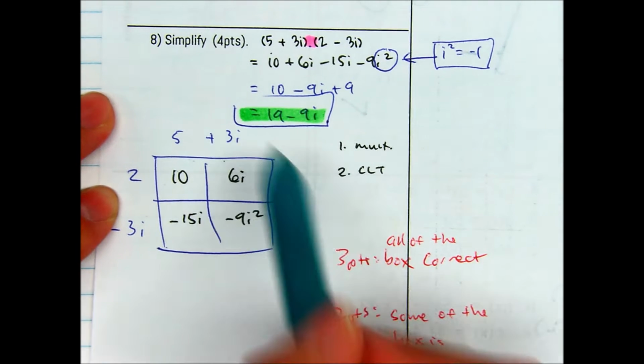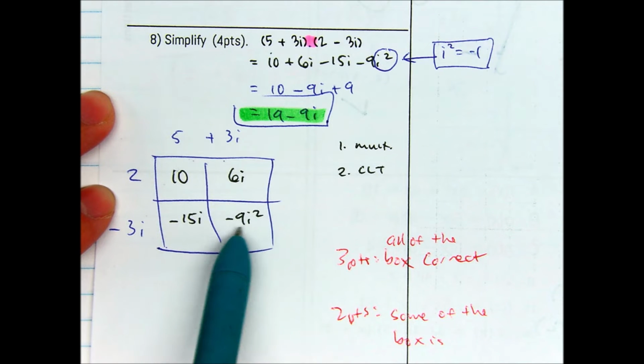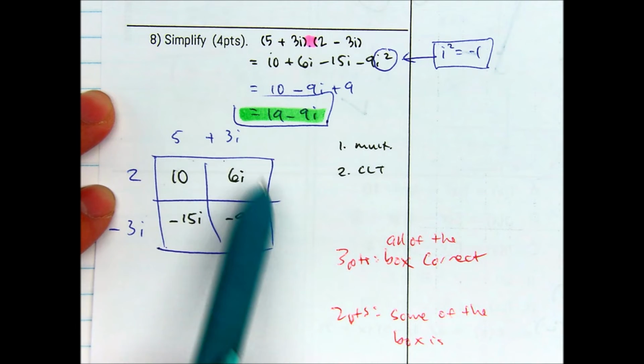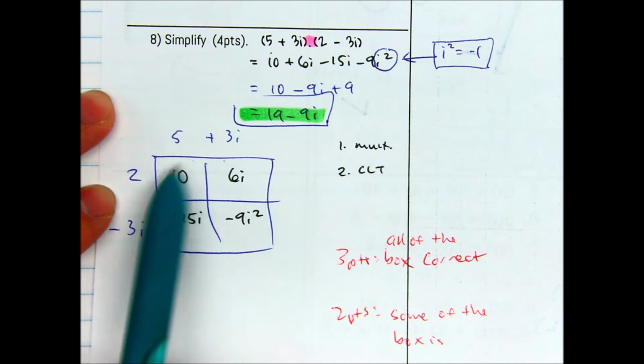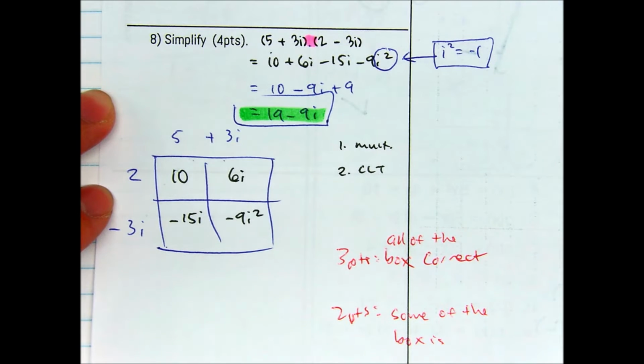If you did the box and maybe you made a mistake here, I saw a common mistake was to just write negative 9i, then I only gave you 2 points for having the content. If everything inside the box is correct, but your final answer is wrong, I gave you guys 3 points.